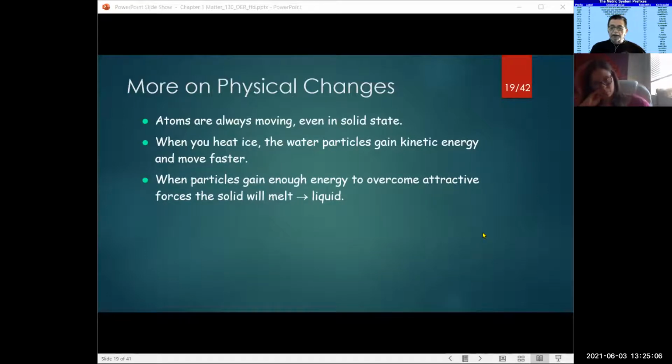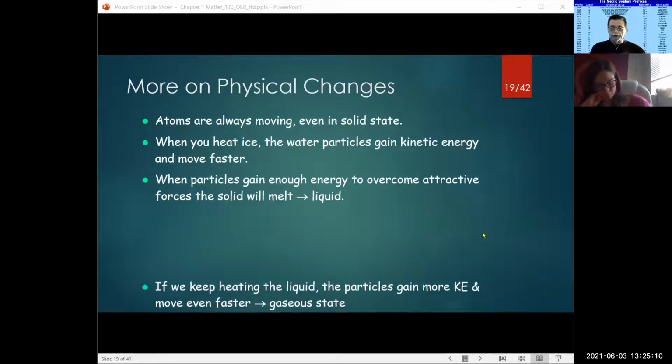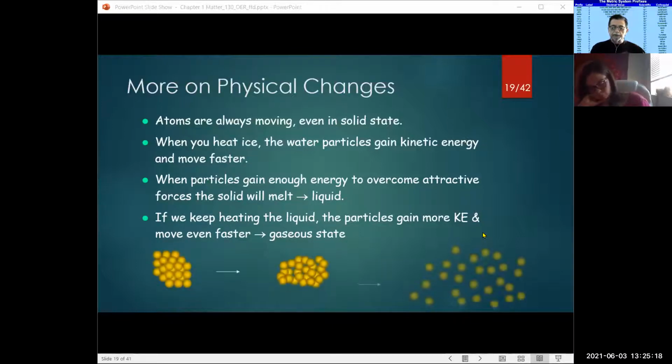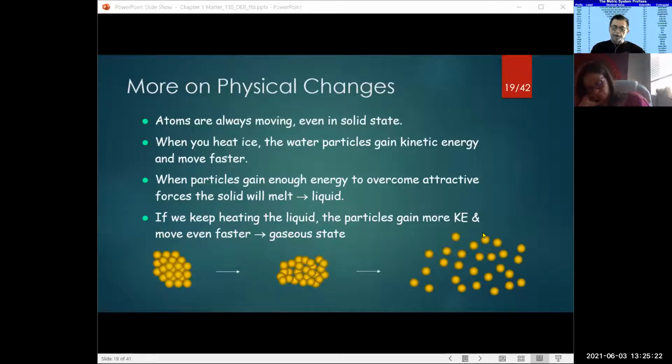And if they get enough energy, they will go from solid to liquid, what we just talked about, okay? And then eventually to gas phase. So this diagram kind of demonstrates what we just showed you in the other diagram.